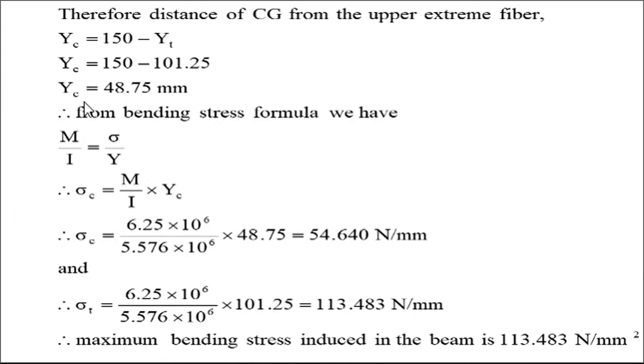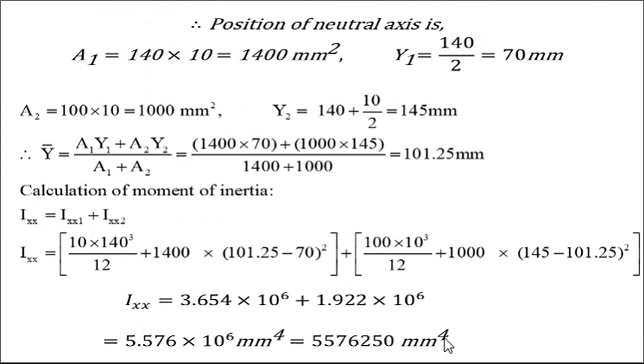After that, the distance of CG from the upper extreme fiber. So we have found YT. Y bar is nothing but that YT, because we have found the distance of the neutral axis from the bottom face, and the bottom is under tension. Tensile stresses are developed at the bottom, and compressive stresses above, because the UDL is acting on this simply supported beam. That's why below the neutral axis there are tensile stresses, and above the neutral axis there are compressive stresses. And we found Y bar from the bottom, that's why it is YT.